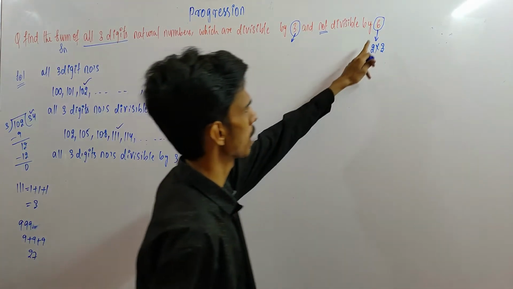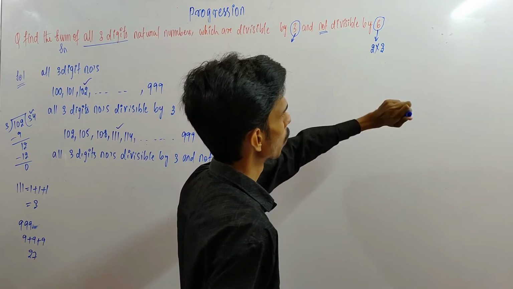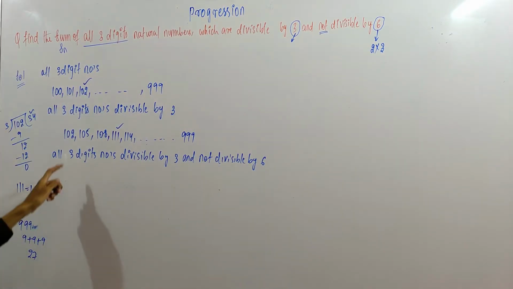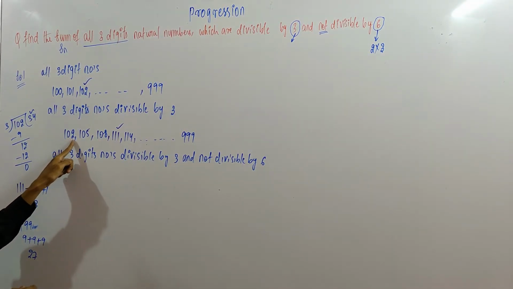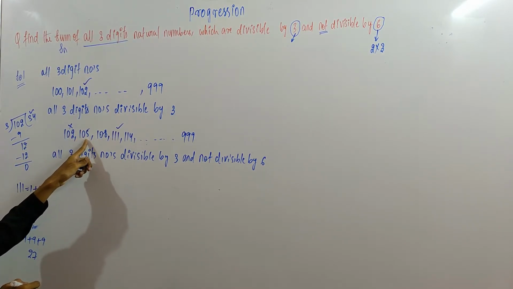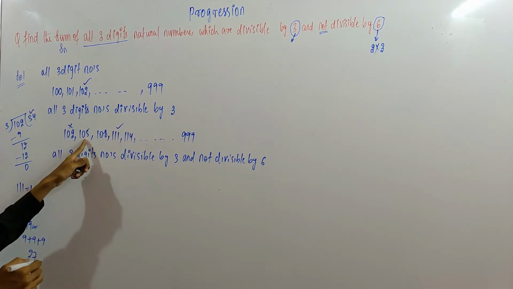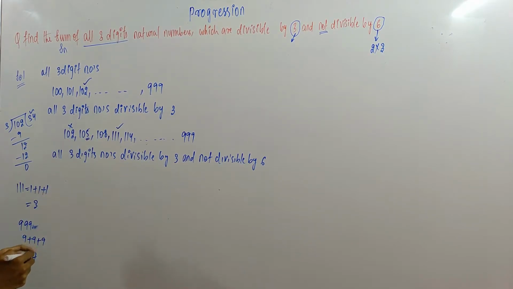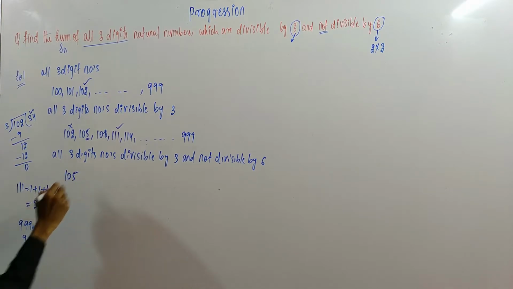So 6 is a multiple of 2. So remove numbers which are multiple of 2. 102 is a multiple of 2, so leave this number. Here we have 105. 105 is not a multiple of 2. Here we do not have 2, so take this number 105.